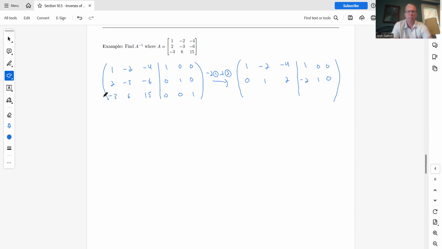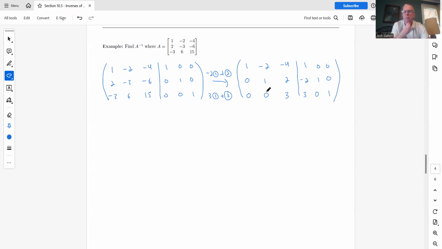Then for this one, we can take 3 times row 1 and add it to row 3. So that would give us a 0 here. 3 times -2 plus 6 would give us a 0 here. 3 times -4 plus 15 would give us a 3. 3 times 1 plus 0 would give us a 3. And then 3 times 0 plus 0 gives us a 0. 3 times 0 plus 1 would give us a 1. Okay, so this actually worked out pretty well.